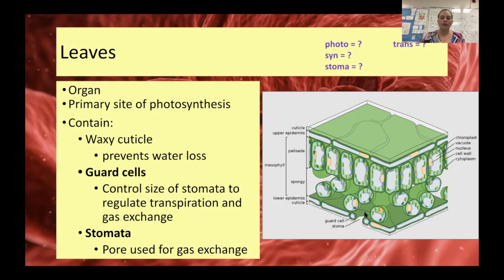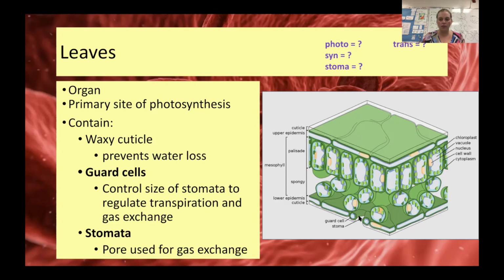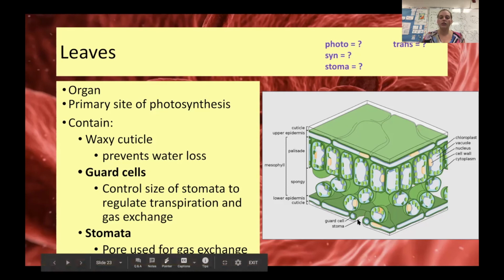We also have these little pores, these holes on the bottom of the leaf. Sometimes they're on the top, but most of the time they're on the bottom. And these pores are called stoma, or stomata for plural. And these are just holes to allow gas exchange. So carbon dioxide can go in and water vapor and oxygen can come out.